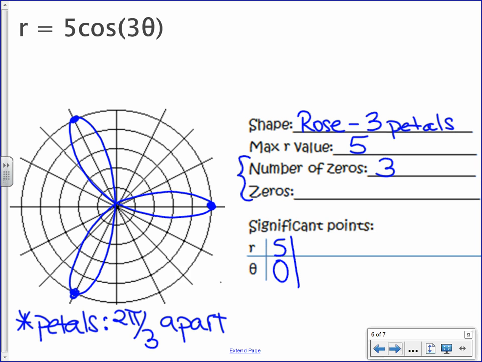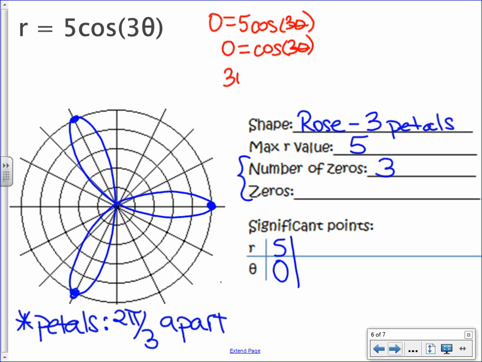Okay. So now we need to figure out where these zeros are. How are we going to figure out where these zeros are? Plug in 0 for r. So really we need to know where 0 equals the cosine of 3 theta. Now remember, the cosine equals 0 an infinite number of times. But how many of those do we need to list? 3, because we need 3 zeros. So, remember our angle is 3 theta.